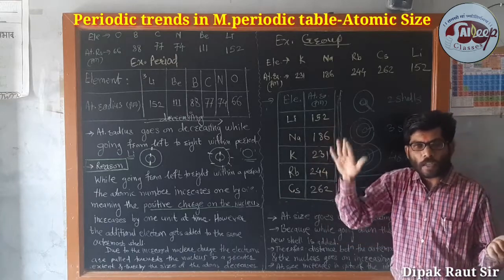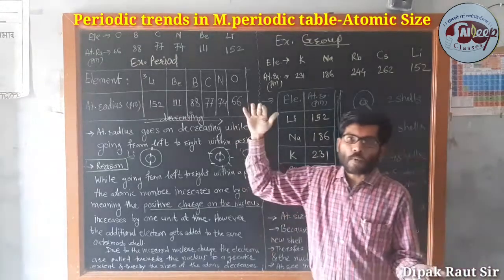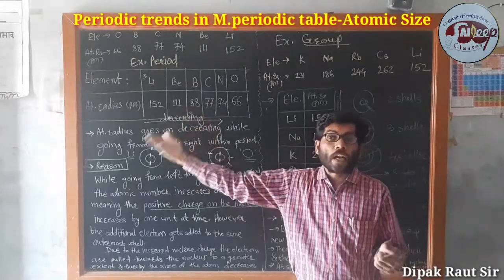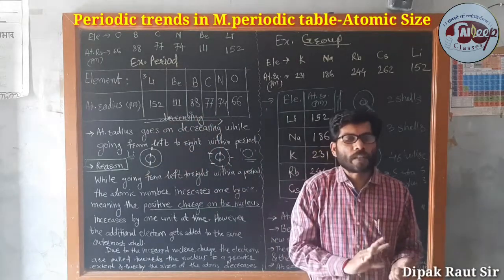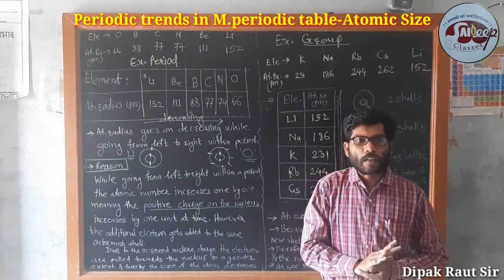Top to bottom increases, and in a period, left to right decreases. Okay, understood all of you?